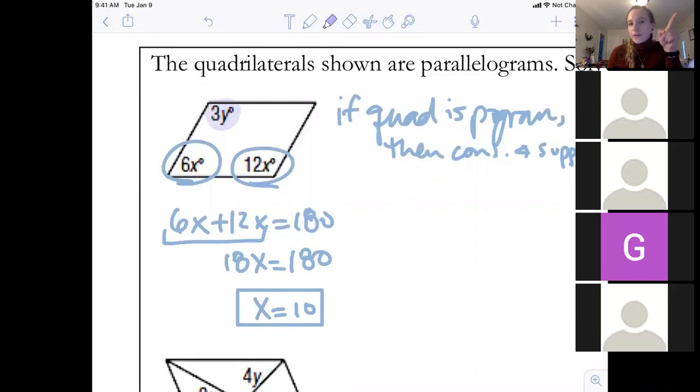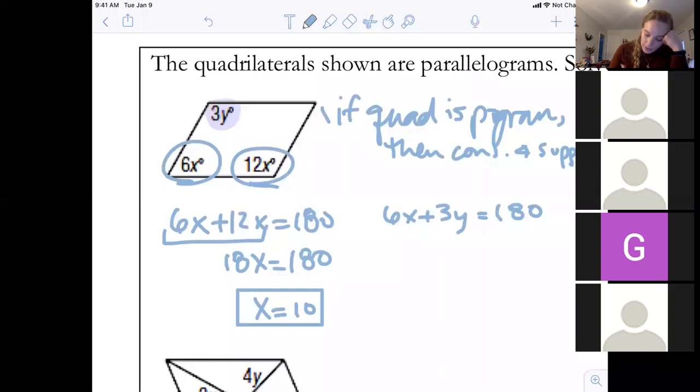I needed x first because I'm going to have to use one of the equations or one of the expressions with x in order to find y. Who wants to set up an equation? I can. 6x plus 3y equals 180. Okay, Colin. Colin, how did you know that we were allowed to do that? Because their sides are parallel, so the consecutive interior angles are supplementary.